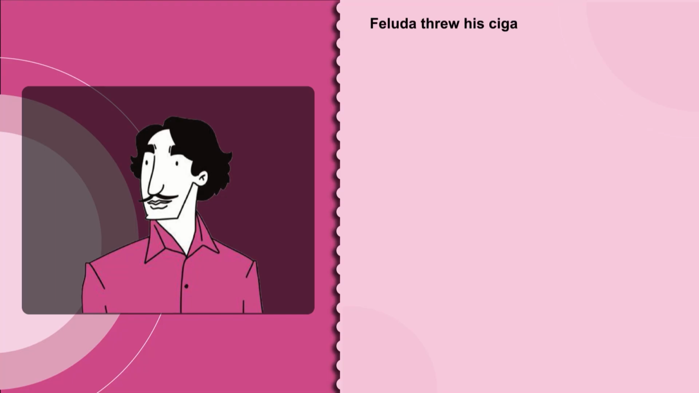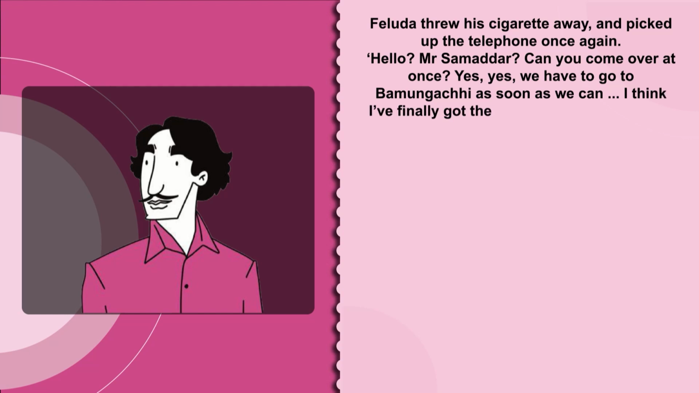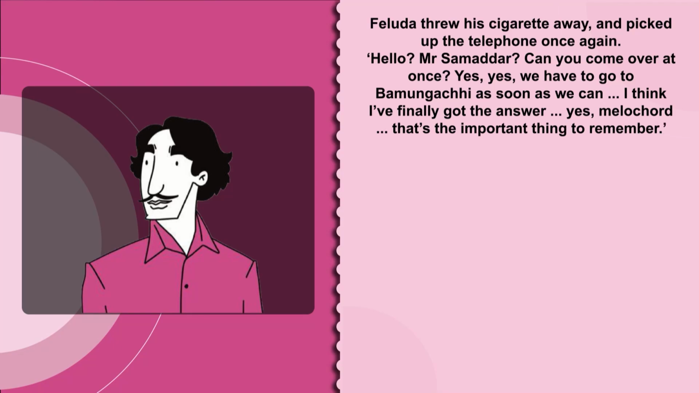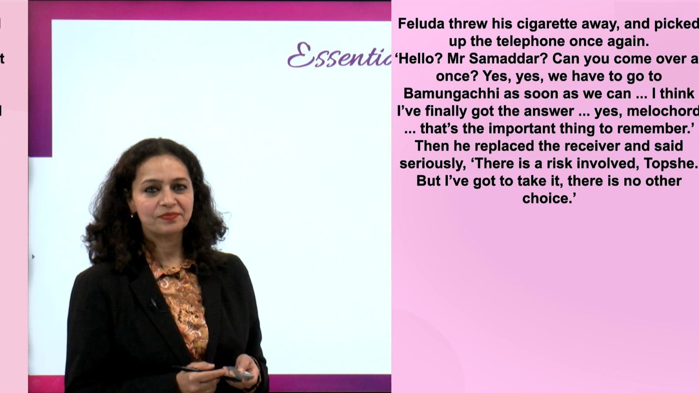Feluda threw his cigarette away and picked up the telephone once again. Hello, Mr. Samadar. Can you come over at once? Yes, we have to go to Bamungachi as soon as we can. I think I finally got the answer. Yes, Melocord, that's the important thing to remember. Then he replaced the receiver and said seriously, there is a risk involved, Topshe, but I have got to take it. There is no other choice.